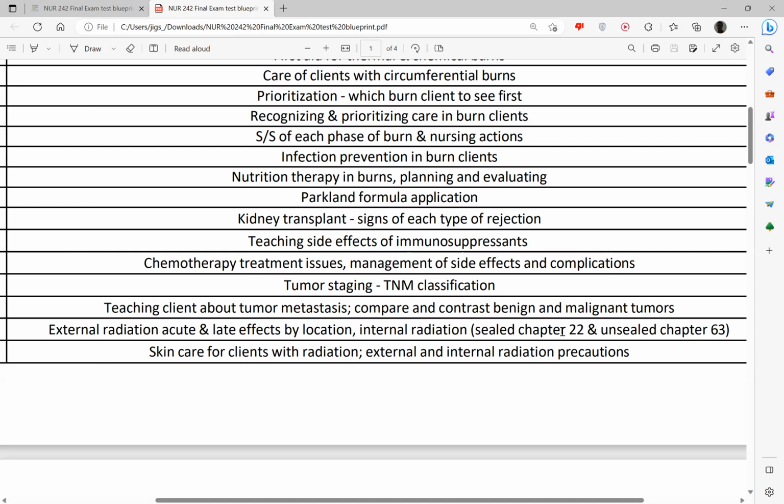That's under the hyperthyroidism chapter.